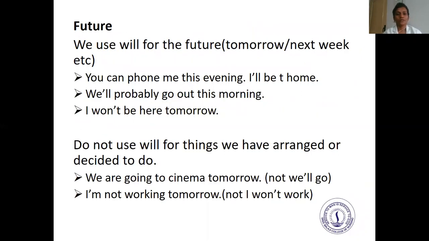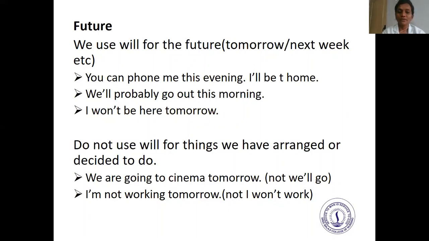And future. We use will for the future, tomorrow, next week, etc. You can phone me this evening. I will be at home. We will probably go out this morning. I won't be here tomorrow. So won't is will not. I will not be here tomorrow. So these are examples of future tense.